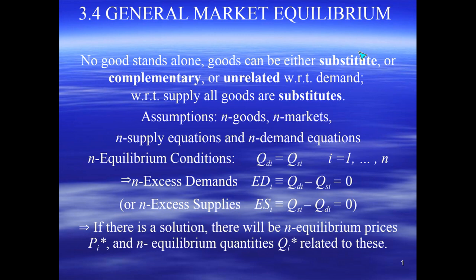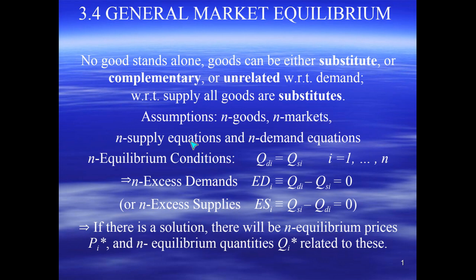In the general market equilibrium model, there are some assumptions. Of course, in a real economy, no good stands alone. Goods can be either substitute, complementary, or unrelated with respect to demand. And they can be substitutes with respect to supply. Of course, they can be considered unrelated with respect to supply if in the supply equation the other good is not taken into account. But in general, the goods are substitutes with respect to supply, and they can be substitute, complementary, or unrelated with respect to demand.